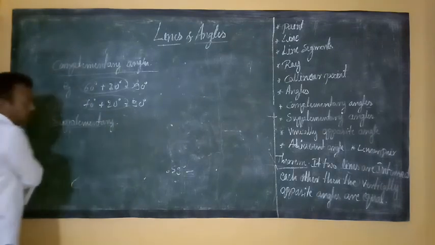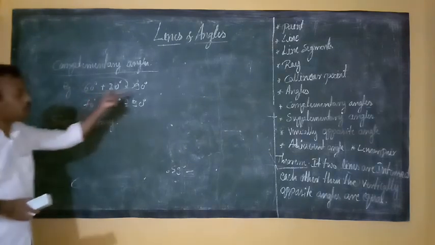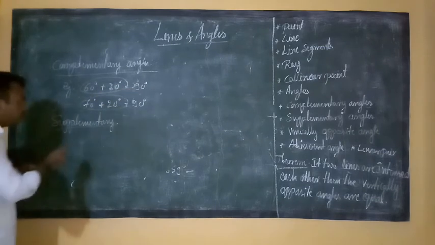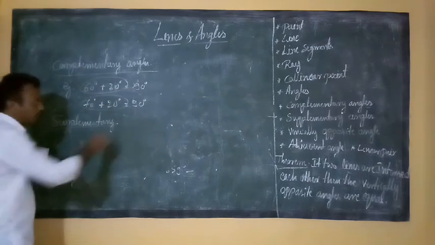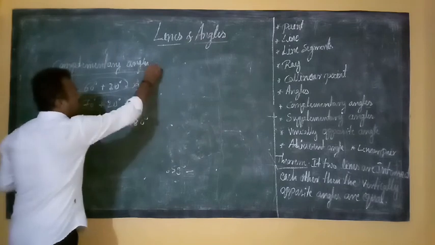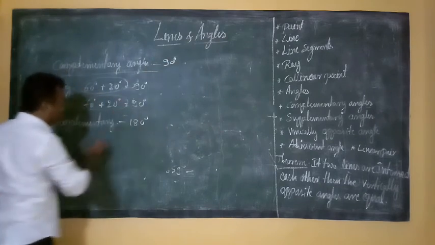Supplementary angles means the sum of any two angles is equal to 180 degrees. This sum becomes 180 degrees, while this other sum becomes 90 degrees. Correct. So what are the examples?